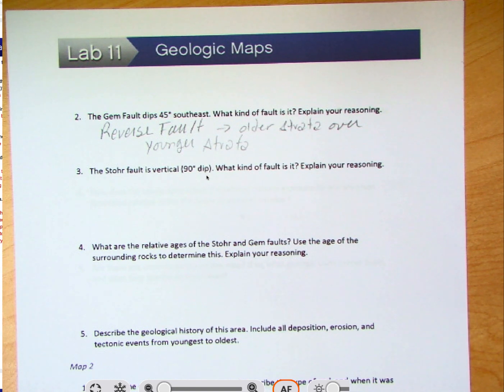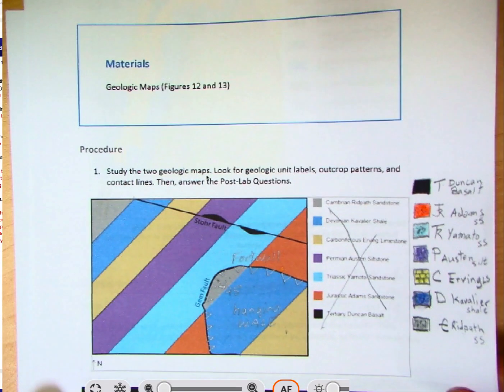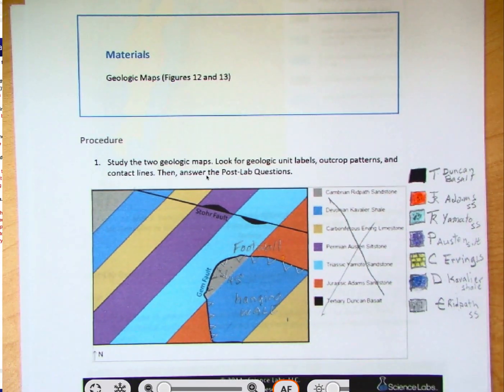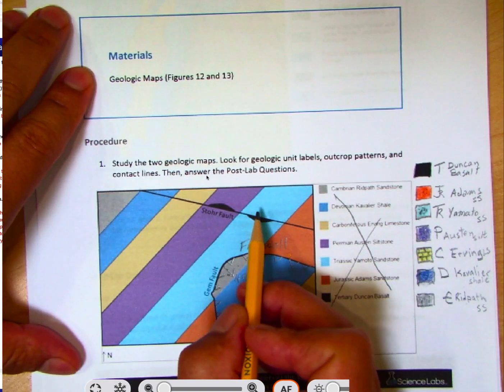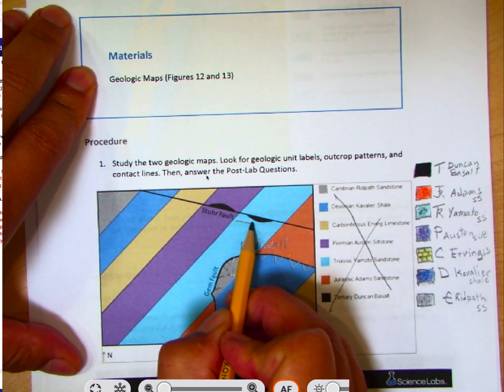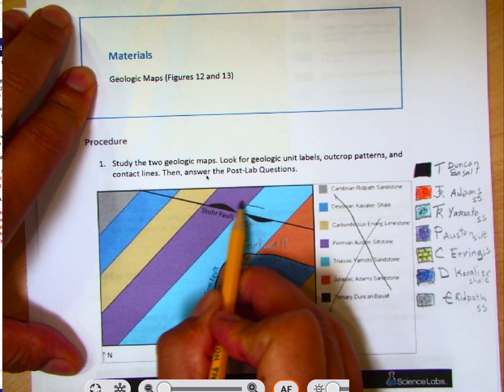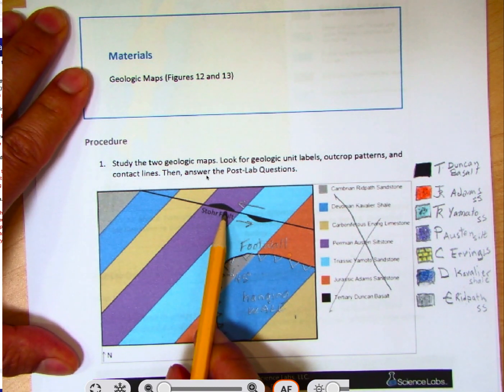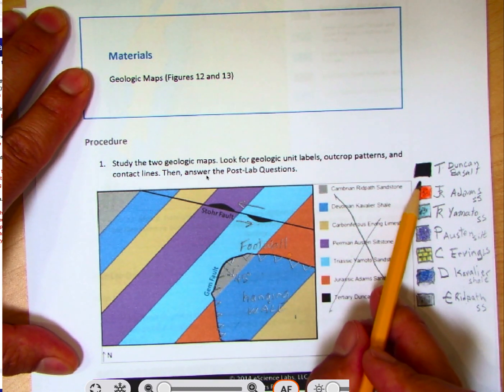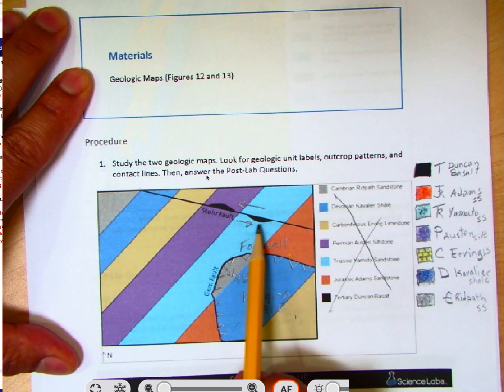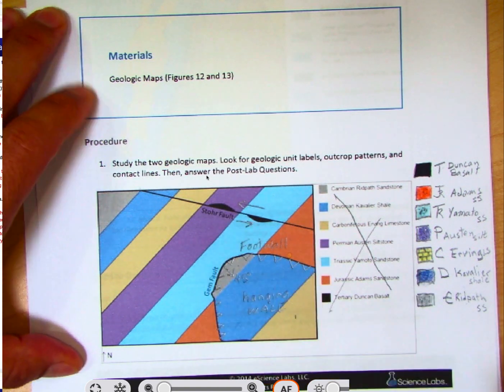All right, so the next one they're asking us about this store fault, and the store fault is vertical, dipping 90 degrees. So what type of fault is this? And explain our reasoning. And I was kind of puzzled by this one. And so here the store fault clearly is, since it's 90 degrees, it's going to be some sort of strike slip fault. And so in other words, one side of the fault is moving this way, the other side is moving this way, right? And it's clear that it's offset this younger Tertiary basalt, right? So we see an offset. In fact, more specifically, this would be a left lateral strike slip.